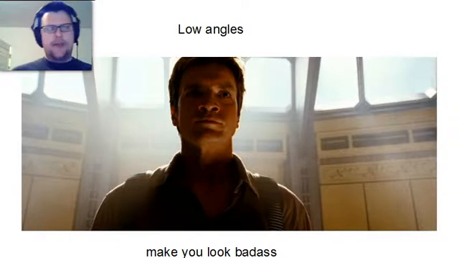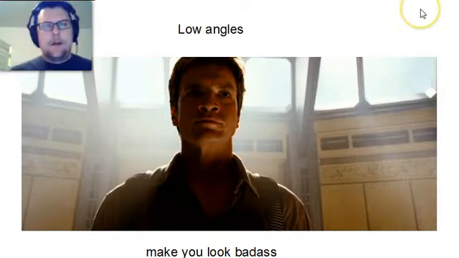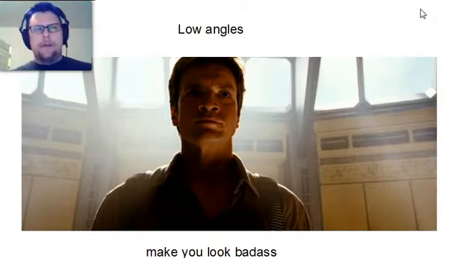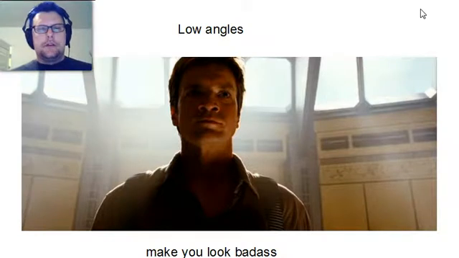So you've got that, you've got the angelic glow going on behind his head, all these kind of things that reinforce that idea. But moving that camera lower is the main thing that contributes to the power of this shot. Now, this also works in reverse.